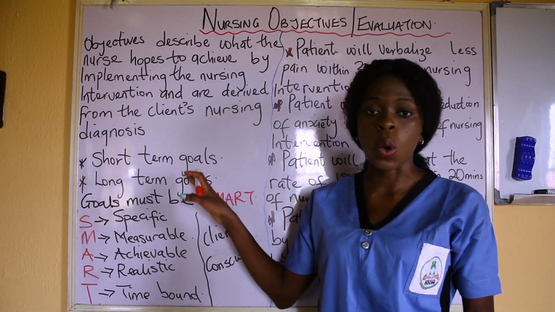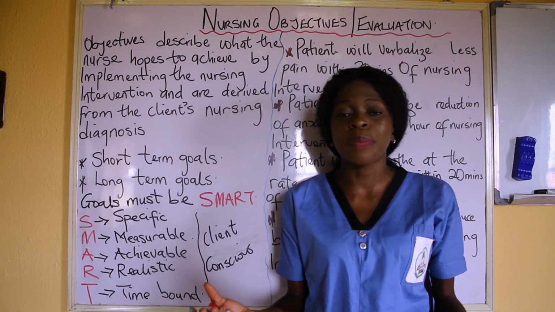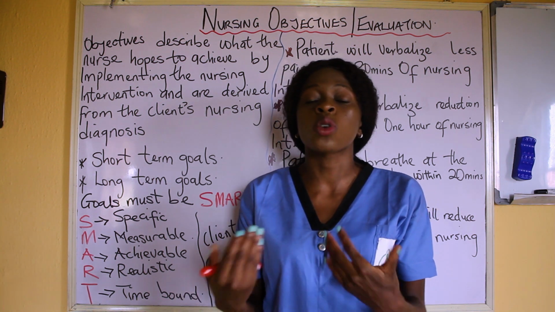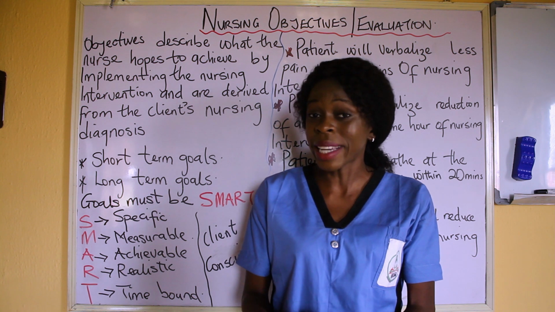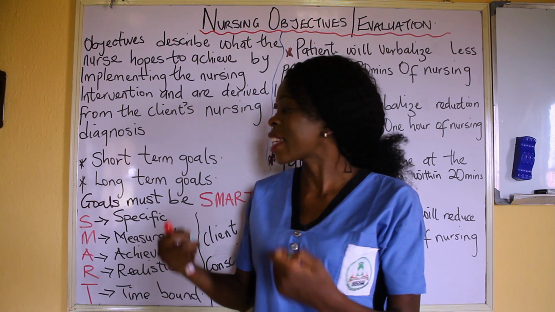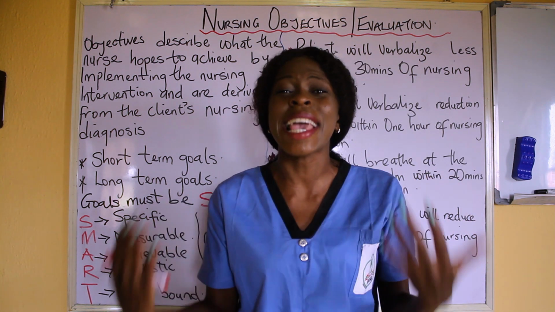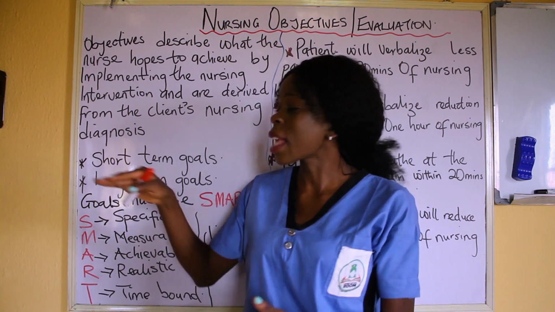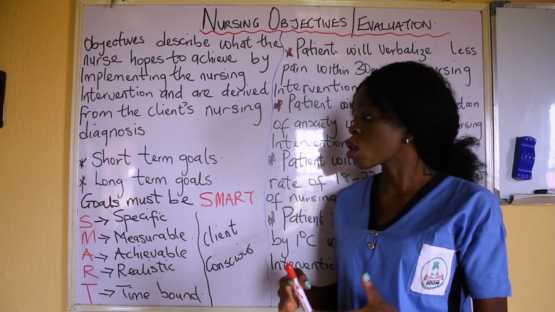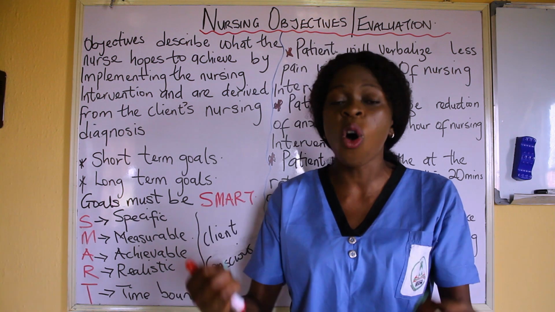So the various types of goals, the various types of objective: we have the short-term goals and the long-term goals. The short-term goals are those goals that are accomplished within days or hours. For example, a patient having difficulty with breathing, you expect to tackle that immediately, right? A patient having hyperthermia, you expect to tackle that immediately. So those are the short-term goals. While long-term goals can take months, they can even take years to accomplish. So those are basically two types of nursing objective.